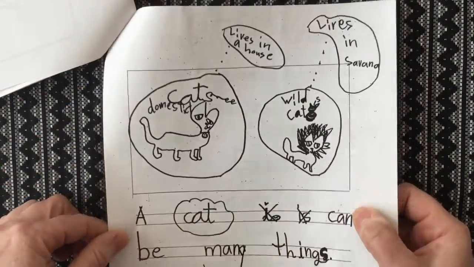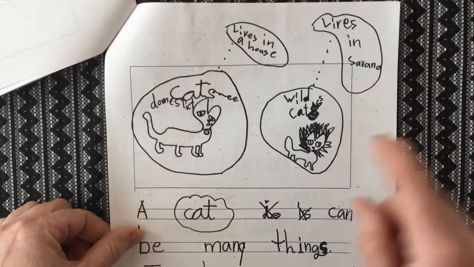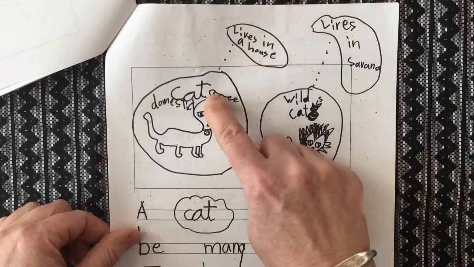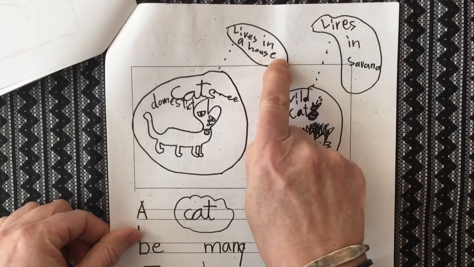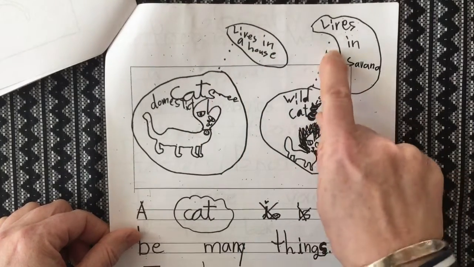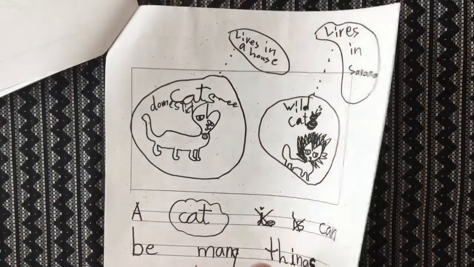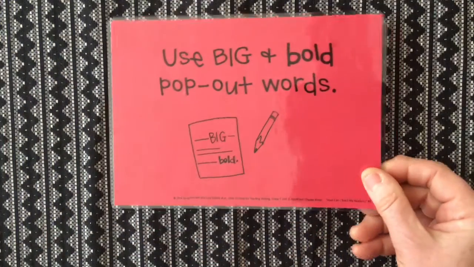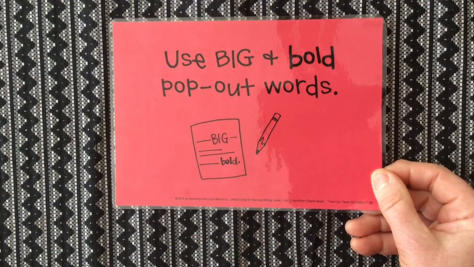Finally, in her conclusion, where she has a drawing of a domestic cat and a wild cat, she has this cat thinking lives in a house, and the wild cat is thinking lives in Savannah. So, I hope that you're understanding from these examples that you could look through your teaching books and see where you can use big, bold pop-out words or speech bubbles.